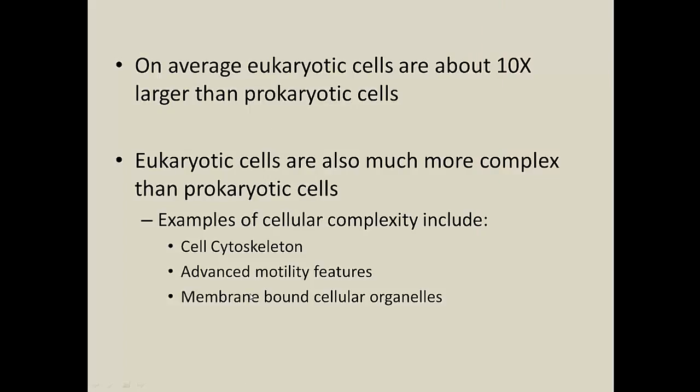And just a couple quick differences here between the two before we go into more detail. Typically, a eukaryotic cell is about 10 times larger than a prokaryotic cell. That's an average, so there are exceptions. And when we talk about the complexity, I said eukaryotic cells are more complex than prokaryotic cells. Some examples of that include the cell cytoskeleton. We'll talk about that later in the chapter. Advanced motility features. Both have a flagella, for example, but a eukaryotic flagella has a higher level of structural functionality to it, so it's much more elaborate, much more detailed in its design, so to speak. And then I already mentioned the membrane-bound organelles, kind of like units within the cell.